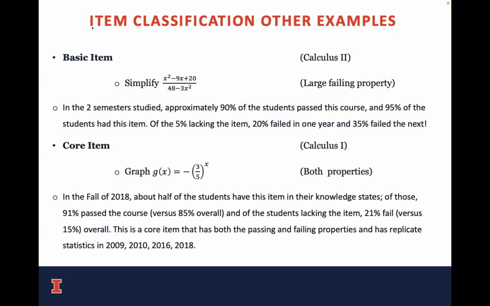Core item, not unexpected: if you find yourself in Calc 1 and you can't graph an exponential function, you're in real trouble. And somehow students find their way there. It happens. We're looking at maturity on the exam, and it's a global score, but not necessarily scores in all categories. In the fall of 2018, about half the students had this in their knowledge state. Of those, 91% passed versus 85% overall. But of the students lacking this item, 21% failed. So that's a much different number, and making sure students can do these core things in the class is very important.